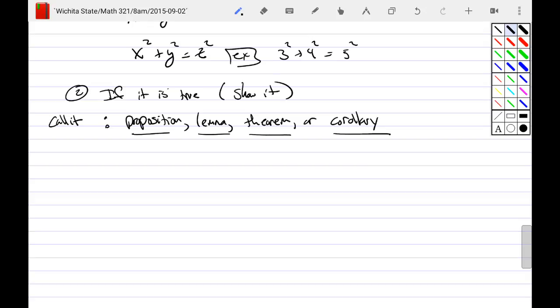A lemma's sole purpose is to show something bigger than itself. Right? I have to prove this, I have to get to step 1 to get to step 2. And step 2 is super important. So step 1 I'm going to call a lemma. Step 2 is going to be the theorem.